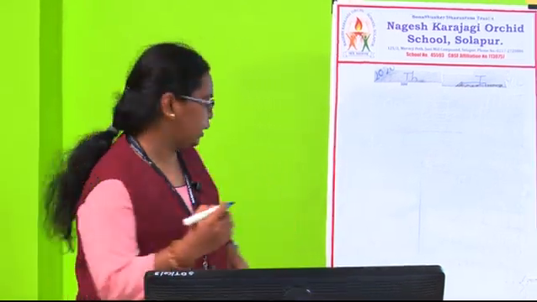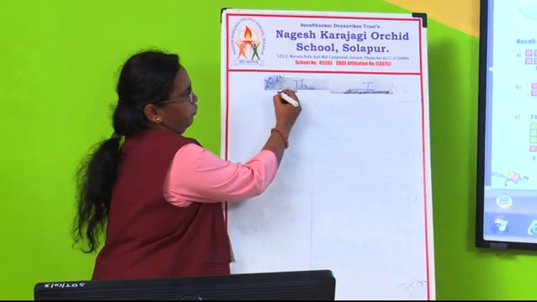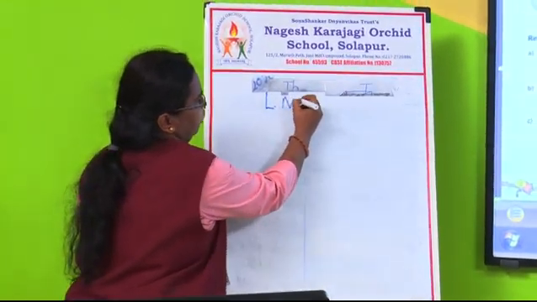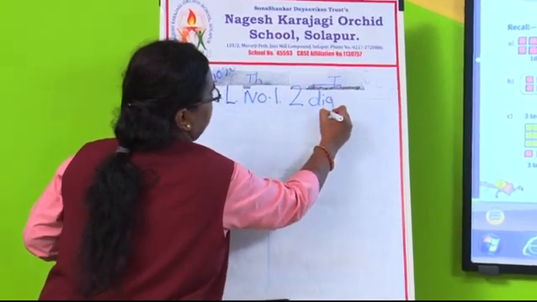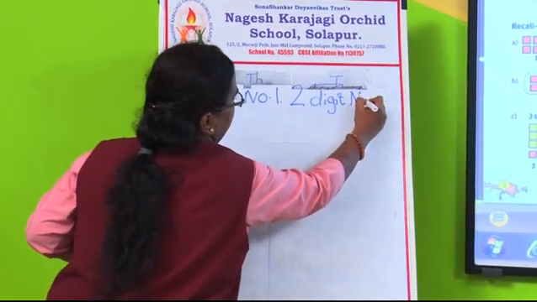So children, all of you open your canopies please. Yes, in these canopies we are having 4 subjects: English, Maths, EVS and GK. So today I am going to take lesson number 1, 2-digit numbers.